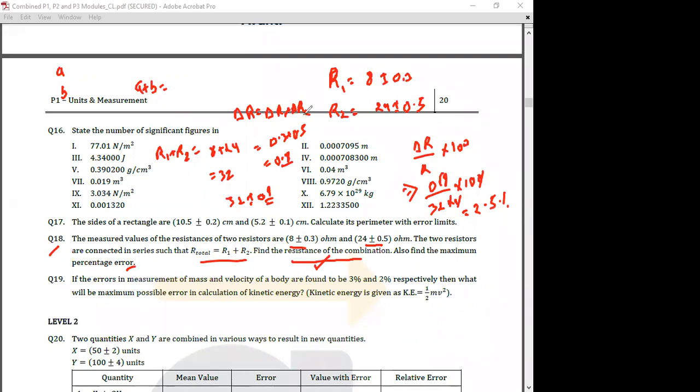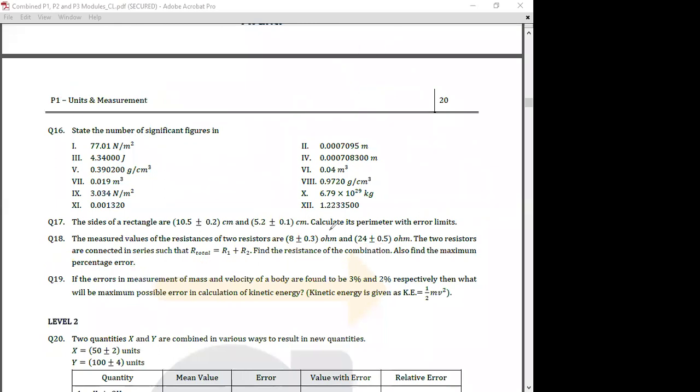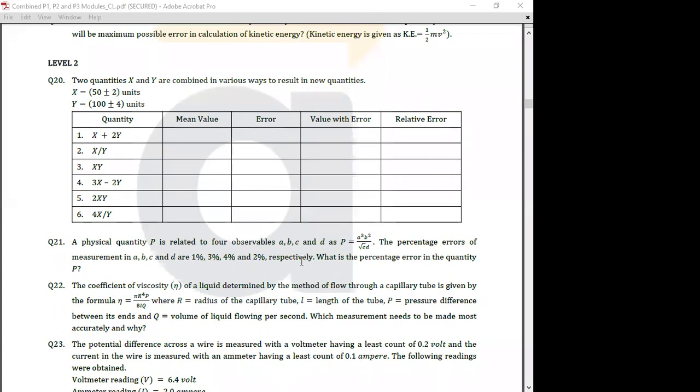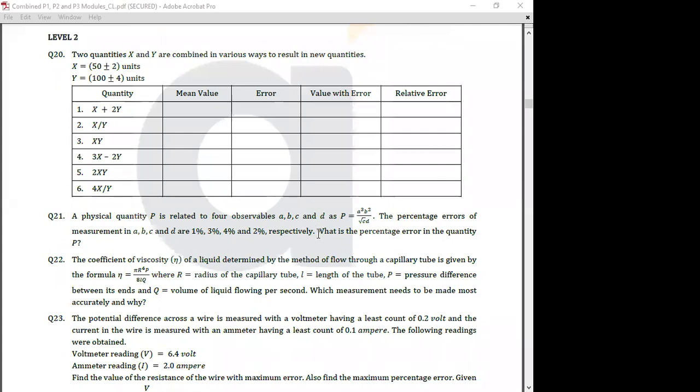Okay. So till 19, anyone has a doubt? Till 19? No doubt? Okay. So I guess level 1 we have discussed. Chalo. Level 2. 20 to 23. Everyone, 20 to 23.